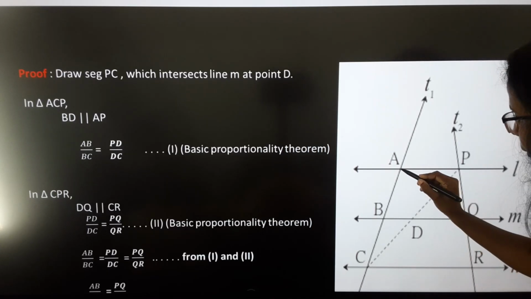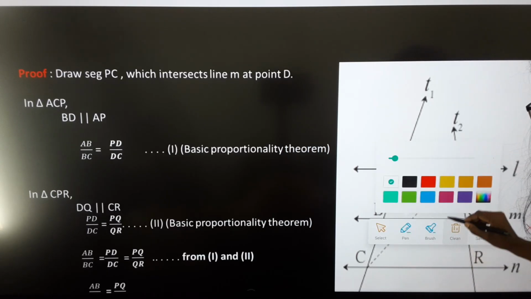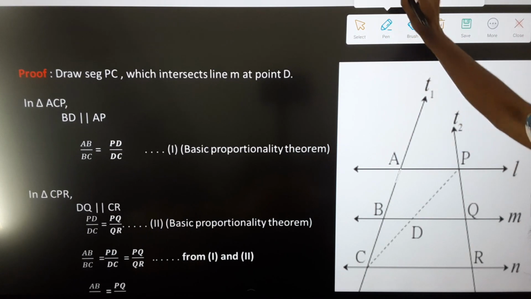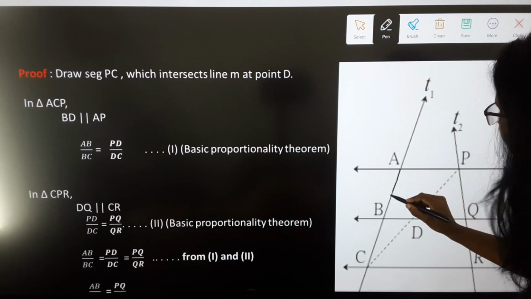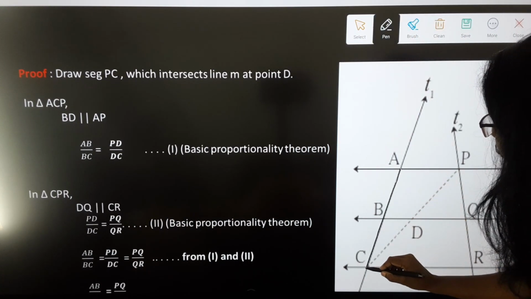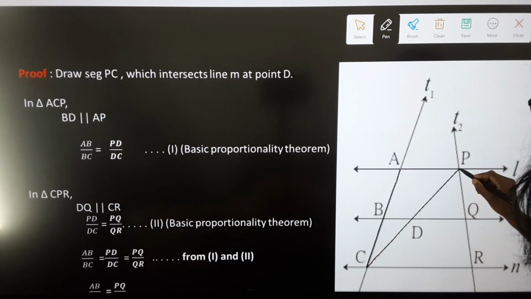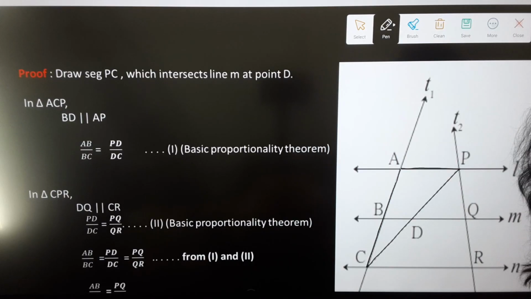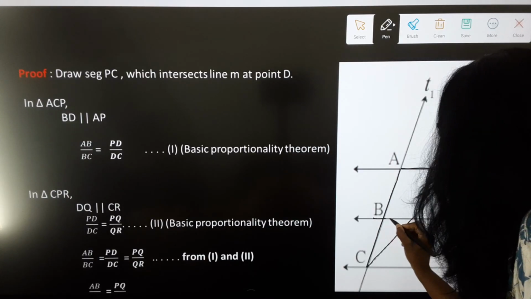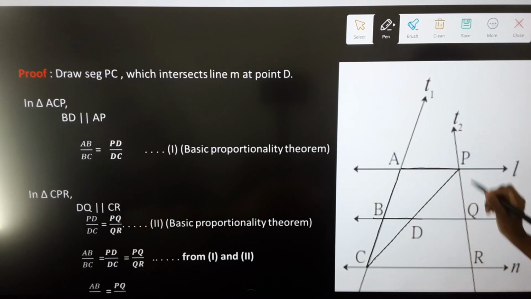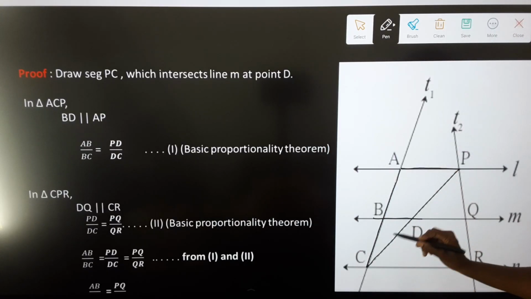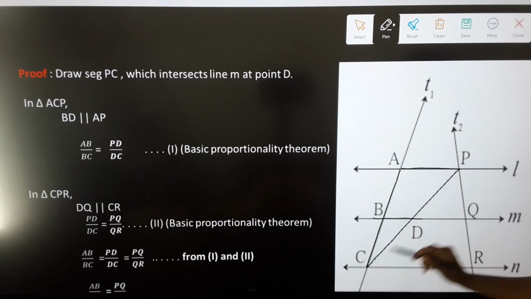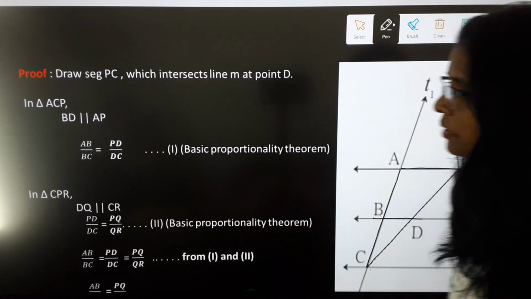Here the name of this triangle is ACP, students. Okay. So now by basic proportionality, this side is parallel to AB. So here we say that AB upon BC is equal to PD upon DC. Okay. Call it the first equation.